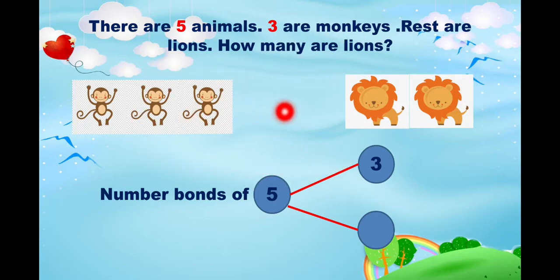Out of which 3 were monkeys, so how many are left? Yes, the rest are 1 and 2. So the answer is 2 are lions. This way we have used a number bond of 5 to find out the remaining part of these animals.